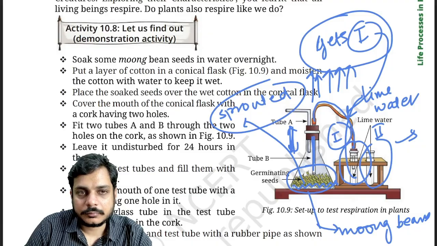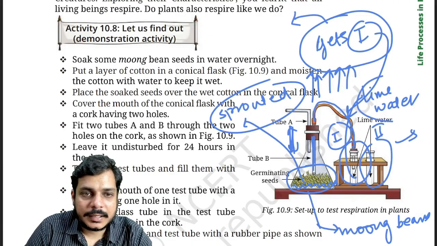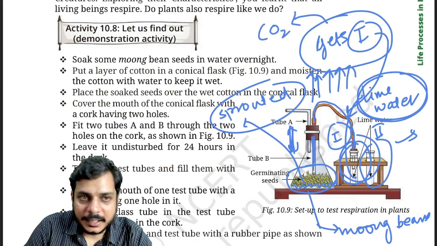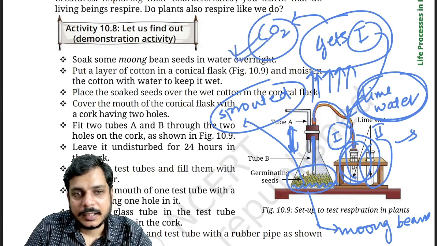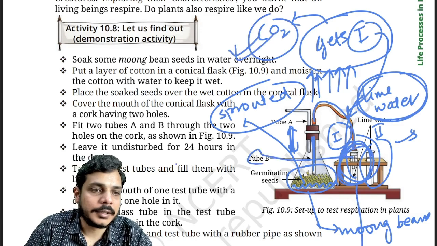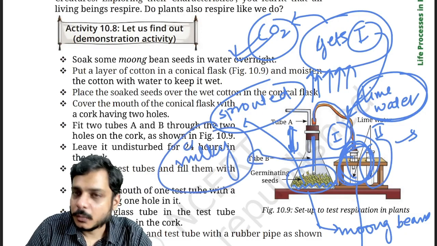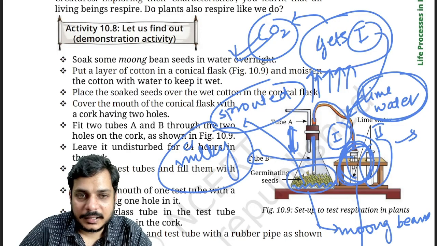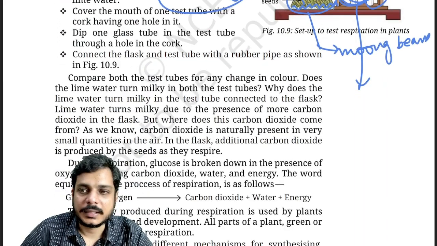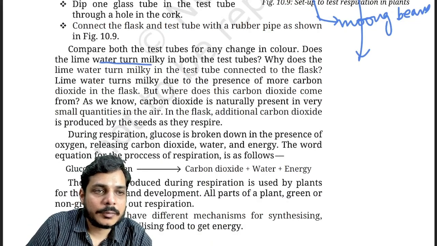Now if this happens, you will find that the lime water contained in this test tube, if there is a release of carbon dioxide, will turn milky. Okay, it turns milky. This is what is being observed, and in the second test tube you will find that no such changes take place. Compare both the test tubes for any change in color. Does the lime water turn milky in both the test tubes?